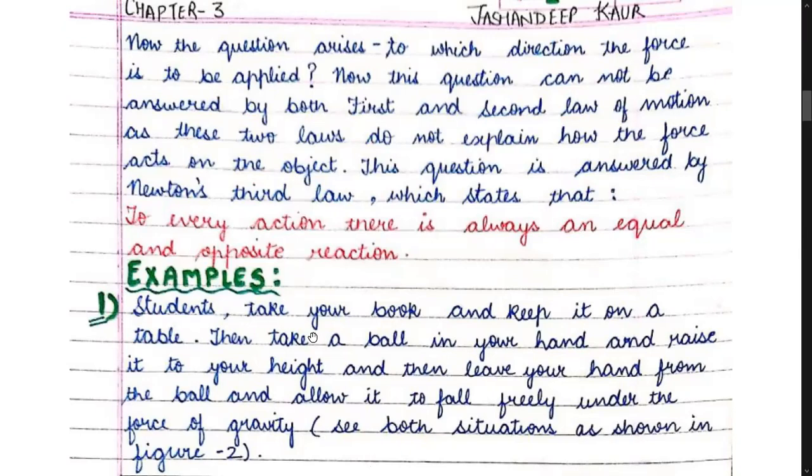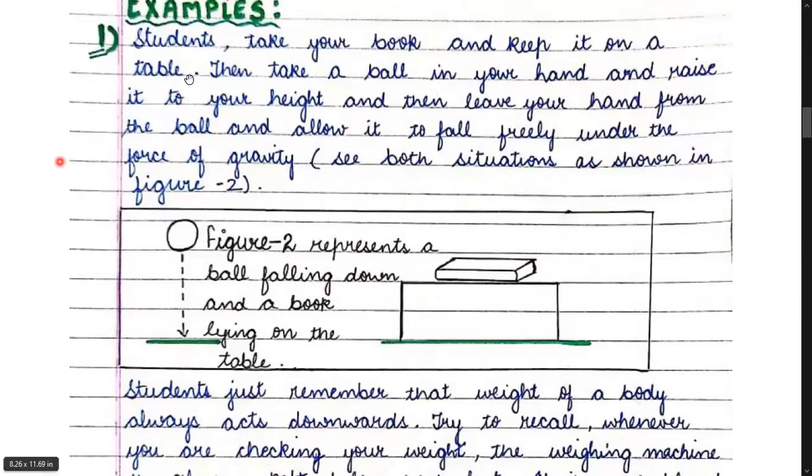So children, be attentive now. Now see, if you are having a ball, suppose you are having a basketball, and if you dribble this ball, this ball will come down and rise up, no doubt. But if you throw the ball or you leave your hand from the support of this ball, the ball will fall down.